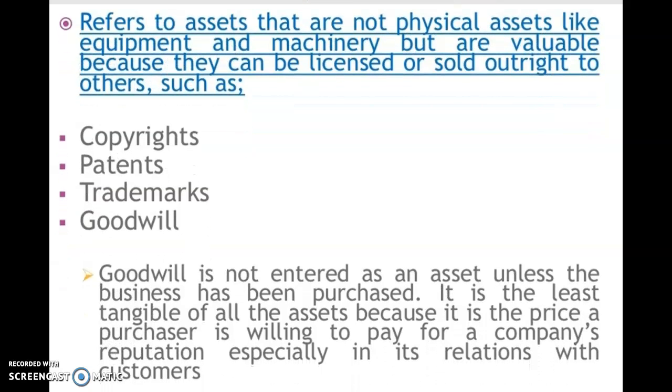like the other assets. It refers to assets that are not physical assets like plant, building, machinery, furniture, fixtures, but they are having the value. They can be licensed or sold outright in the market. For example, copyrights, patents, trademarks, goodwill, etc.